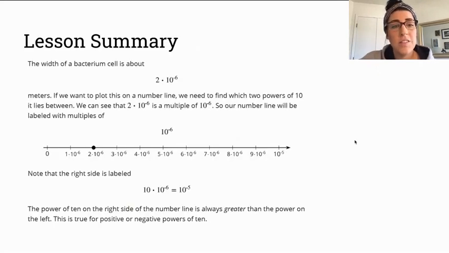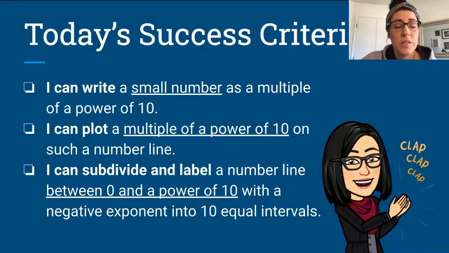You can read through the lesson summary if you choose. Otherwise, you are successful at this video if you could write a small number as a multiple of a power of 10. If you could plot a multiple of a power of 10 on such a number line, and you can subdivide and label a number line between 0 and a power of 10 with a negative exponent into 10 equal intervals, which we did all of those in this video. So that is how you know you're successful.